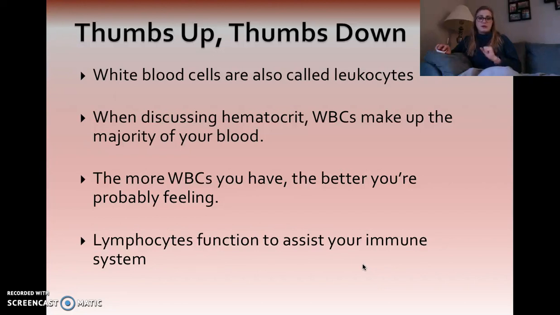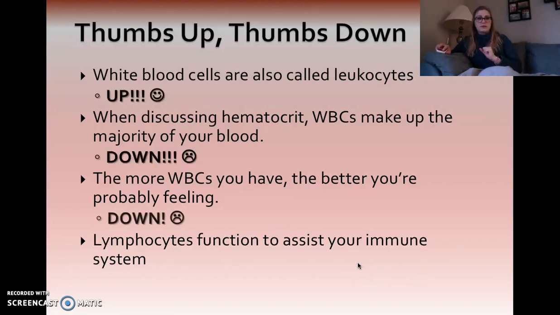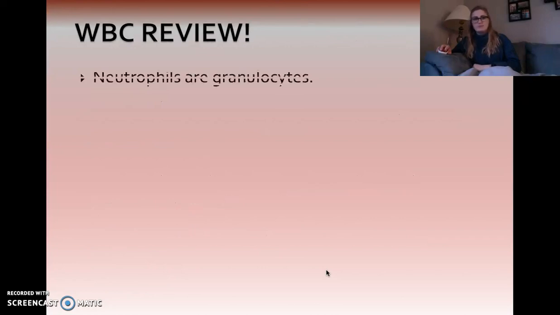All right, so here are your answers. Up, down, down, up. White blood cells are also called leukocytes. This is true. When discussing hematocrit, white blood cells make up a majority of your blood. This is false. Erythrocytes make up a majority of your blood. White blood cells and platelets make up that 1% called the buffy coat of your hematocrit. The more white blood cells you have, the better you're probably feeling. This is not true because if you have a ton of them, chances are your bone marrow is producing that in order to fight off the infection. And then lymphocytes function to assist your immune system. That is spot on.